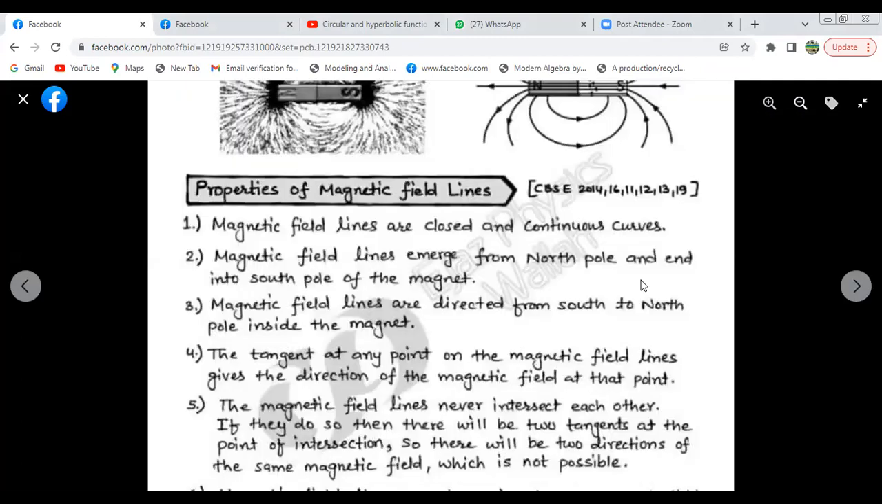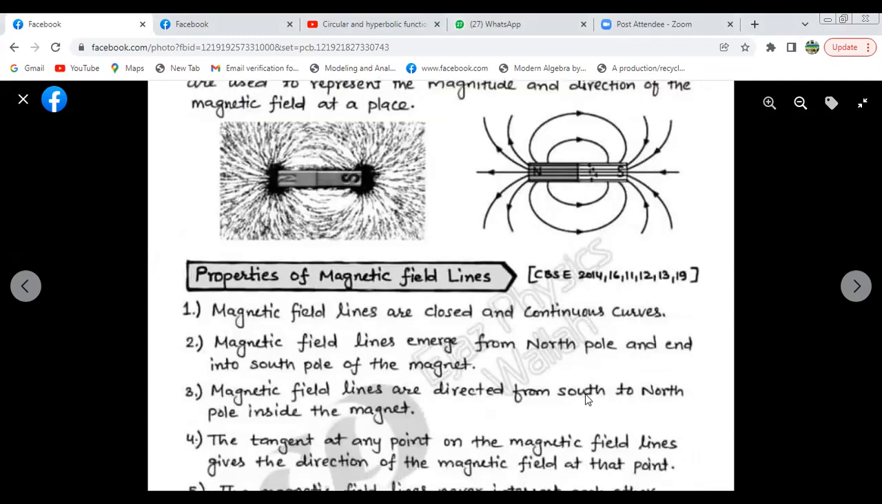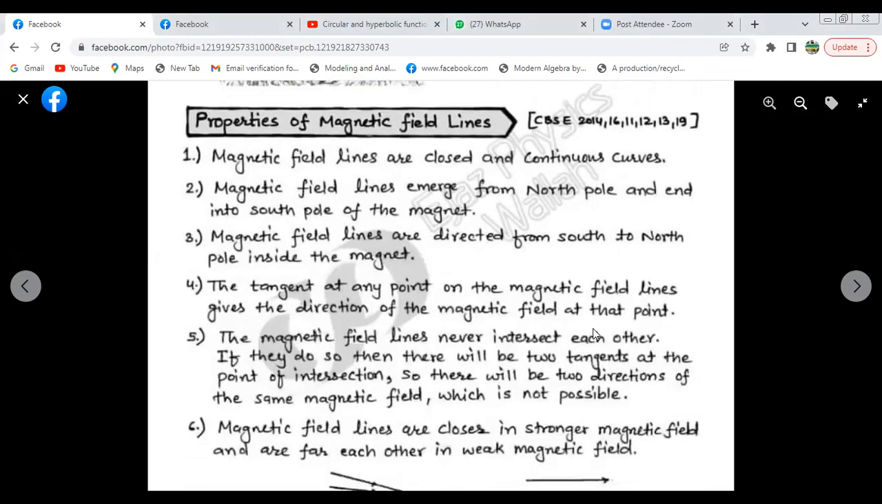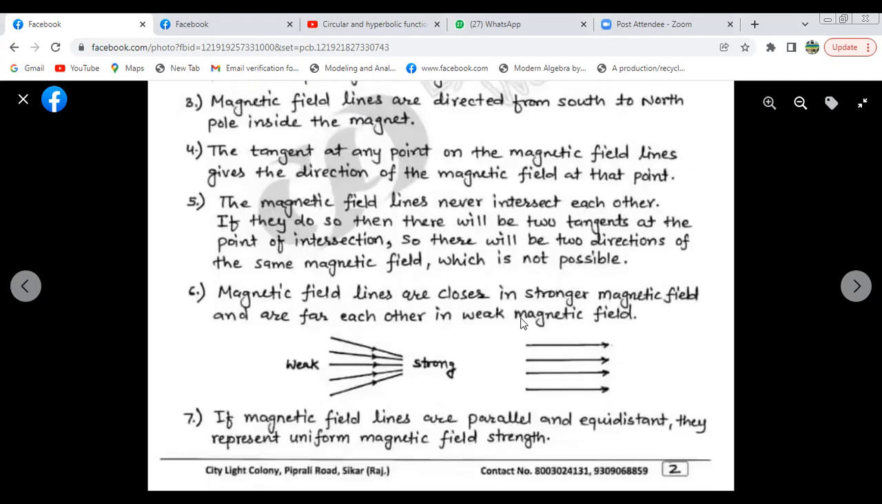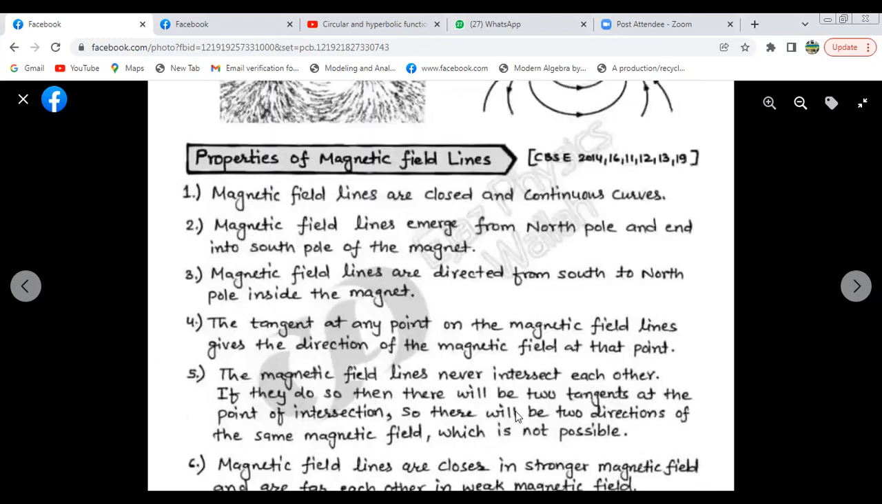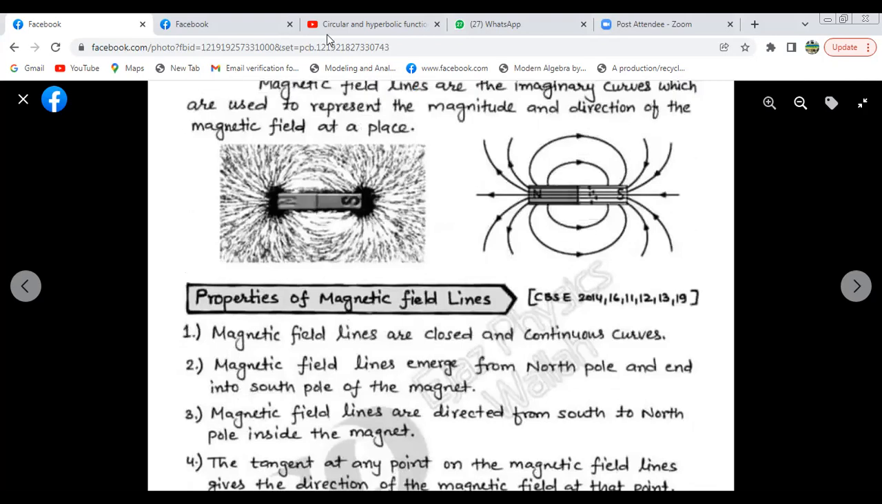So this is the definition of magnetic field lines, and this is the geometrical interpretation. We have also discussed the properties of magnetic field lines. Magnetic field lines are closed and continuous curves. They emerge from the north pole and end at the south pole. There are seven properties of magnetic field lines.